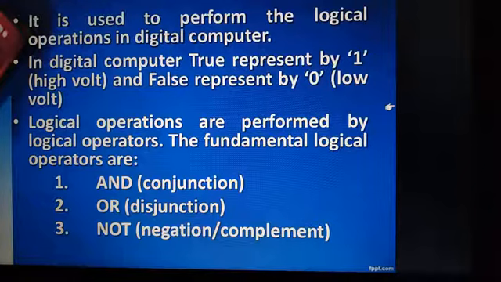Now, logical operations are performed by logical operators, and first of all we try to understand what a logical operator is. There are basically only 3 types of logical operators: AND, OR, NOT. AND is called conjunction, OR is called disjunction, and NOT is called complement. I will explain AND, OR, NOT in the next slides.